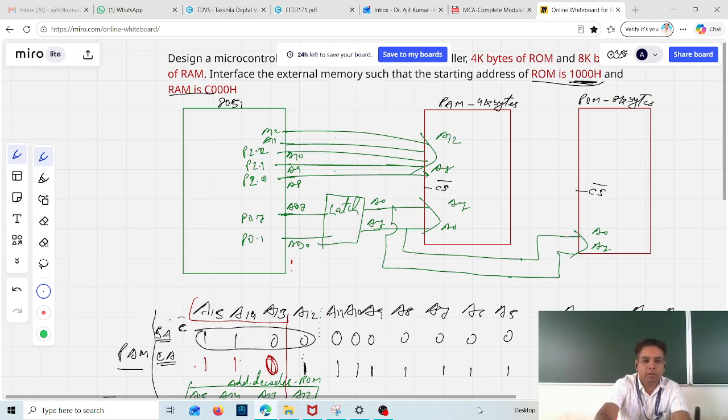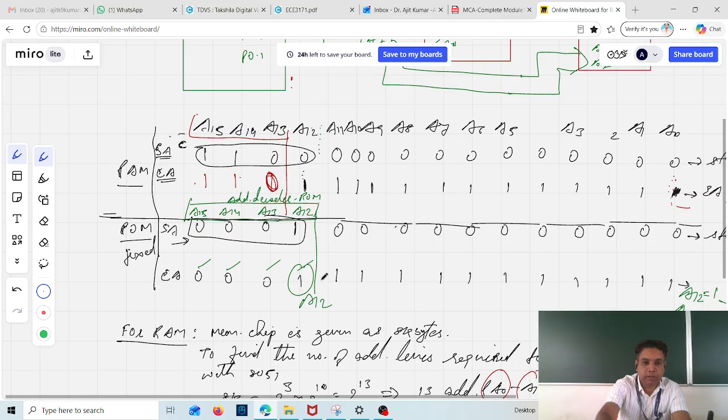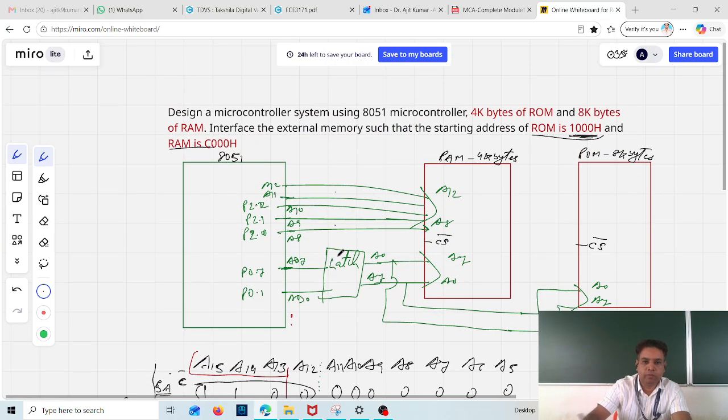Now for this one, for ROM, it is up to A11. So I'll do one thing. I'll show the same wire here also. That is A8, A9, A10, A11. They are directly connected, so you can assume that this same bus is coming here and getting connected here. Now A13, A14, A15.